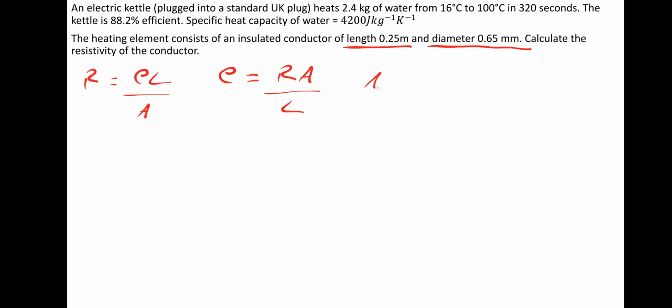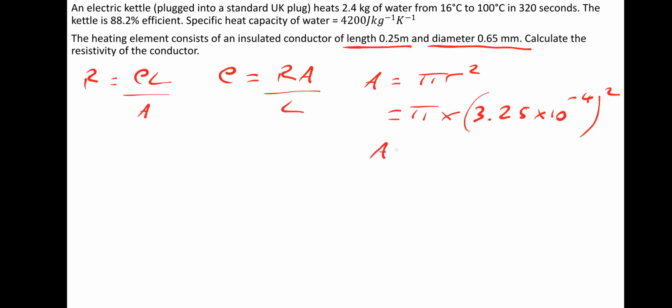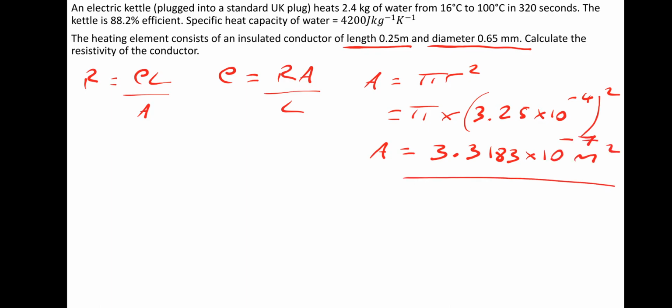So let's get the area first and make sure that you've got this written down. Area is simply pi r squared. So that's pi multiplied by the radius, which is 3.25 times 10 to the minus 4 meters. Make sure that we square that value, and that gives an area to 5 significant figures of 3.3183 times 10 to the minus 7 meters squared. So we're going to need that one for later.